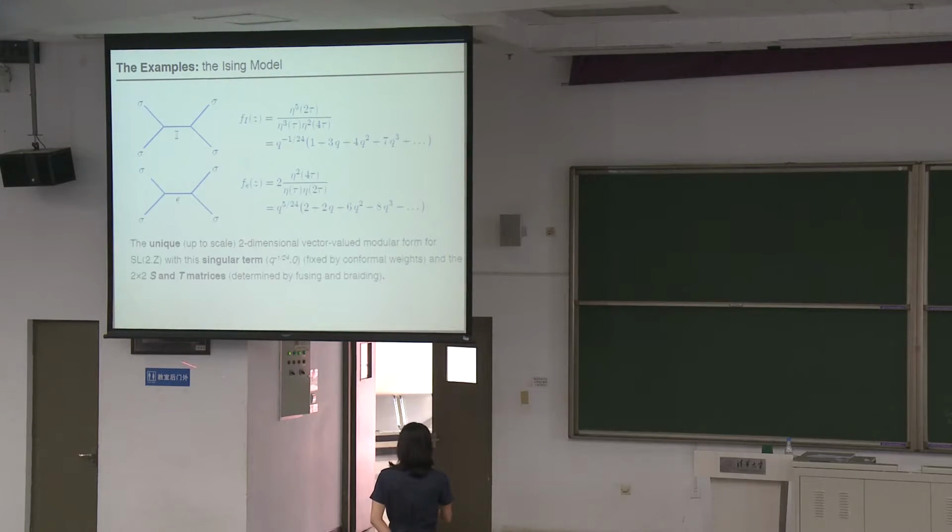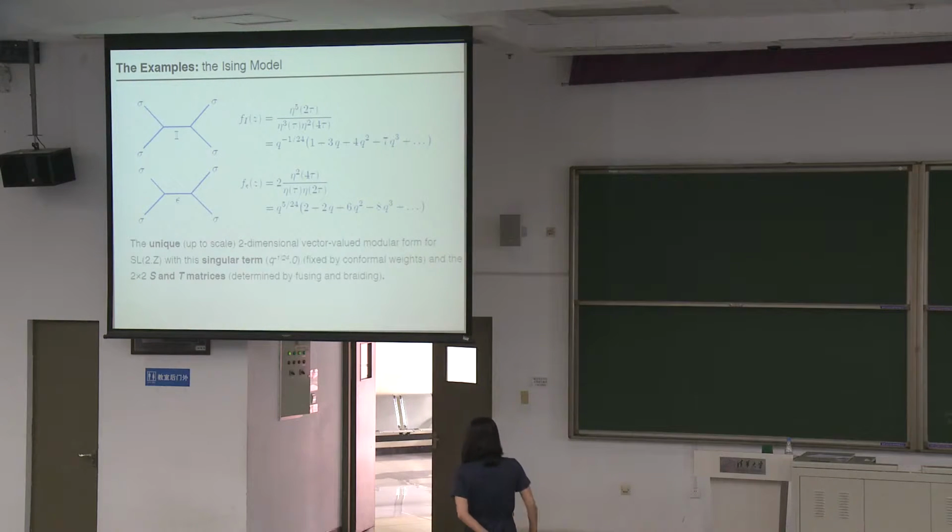And in fact, if you open your modular form dictionary, this is the unique, up to a trivial rescaling of course, two-dimensional vector valued modular form for SL2Z with this singular term, which is given by nothing but the conformal weights of these things, with this singular term and the S and T matrices determined by the fusing and braiding matrices. So if you fix the singular term and the transformation matrices, you get this unique answer.